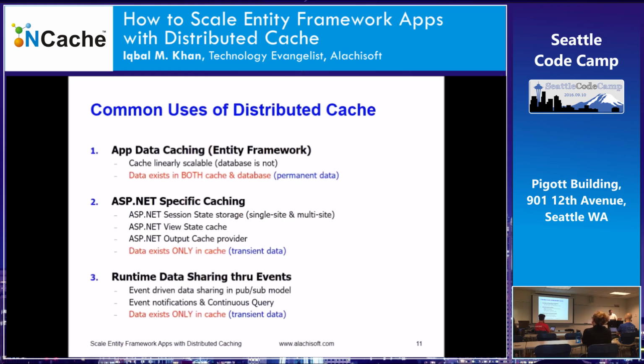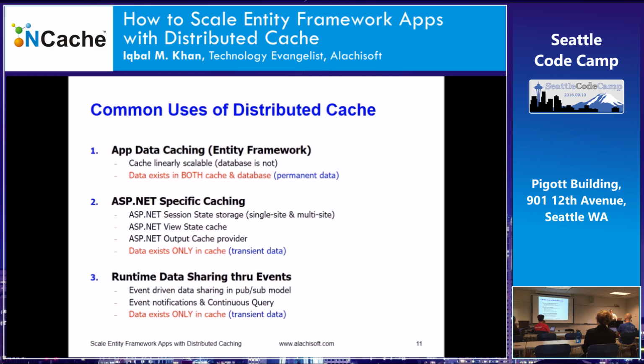So when people use distributed cache, they use it for three main areas. Number one is application data caching, which is what we'll talk about today. Number two is ASP.NET specific caching, where you can cache your session state. If you have the pre-MVC model ASP.NET, then you can also cache your view state, and you can also put your output cache into this. The third use case is when people use the cache as a runtime data sharing platform.